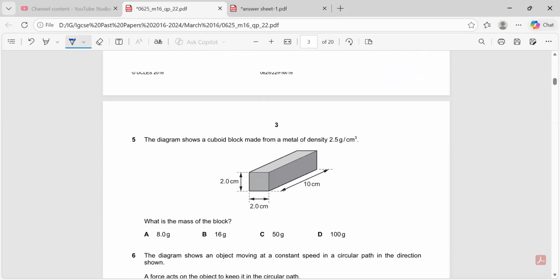Now, the diagram shows a cuboid block made from a metal of density this. Density is given. What is the mass of the block? We know density is equal to mass over volume. So what will be mass? That will be equal to density times volume. And the volume of cuboid, that is equal to 2 times 2 times 10. So that is equal to 40 centimeter cube.